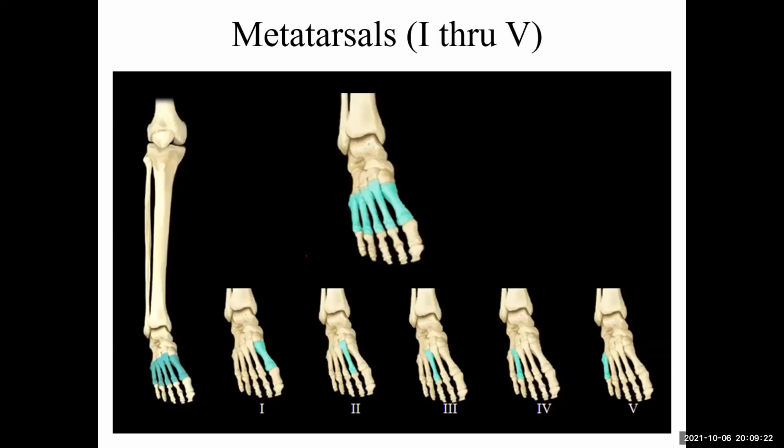So here are all the metatarsals 1 through 5, and you can see it's quite easy. Okay, starting here with the big toe, and then moving laterally towards the pinky toe. Easy, easy.